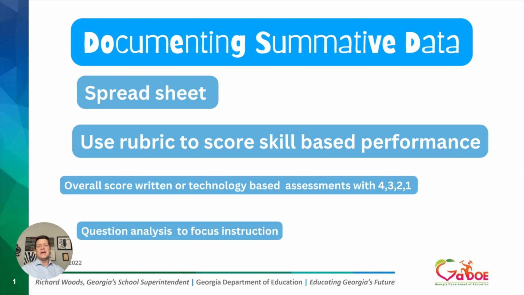When you are using written or technology-based assessments that are more cognitive, less performance skill-based, then make sure that at the elementary level, you're using a 4, 3, 2, or 1. If you're at the middle school level, if you're using a platform to assist you or grading things on a 100-point scale, that works great for you.